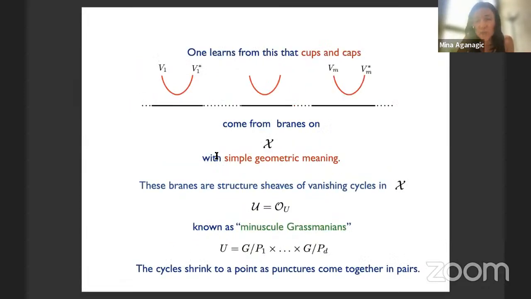So one learns from this that caps and cups come from branes on X that have a simple geometric meaning. These branes are structure sheaves of vanishing cycles, which are products of minuscule Grassmannians, one minuscule Grassmannian for each cap. These are cycles that shrink to points as punctures on the Riemann surface come together.